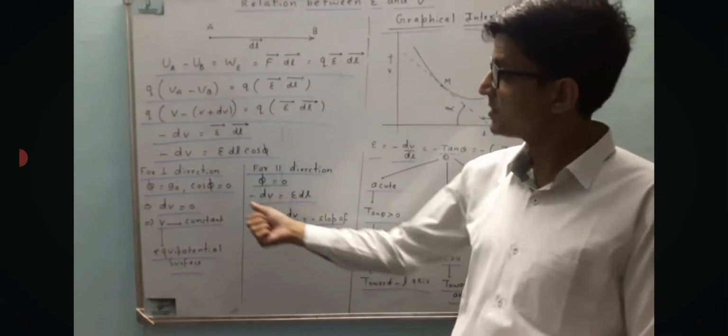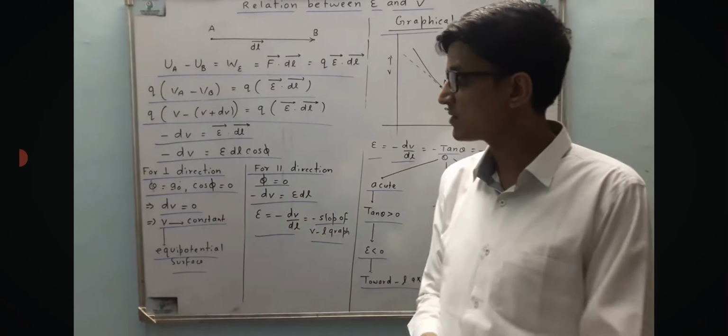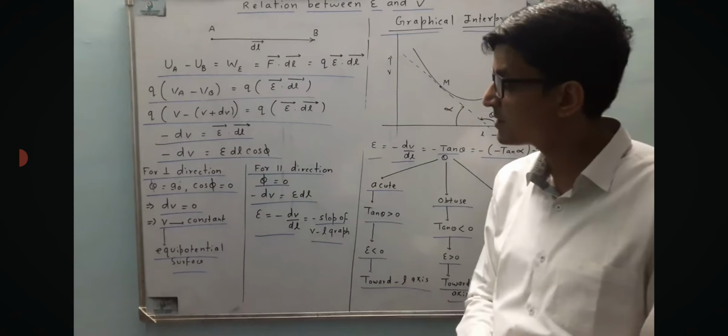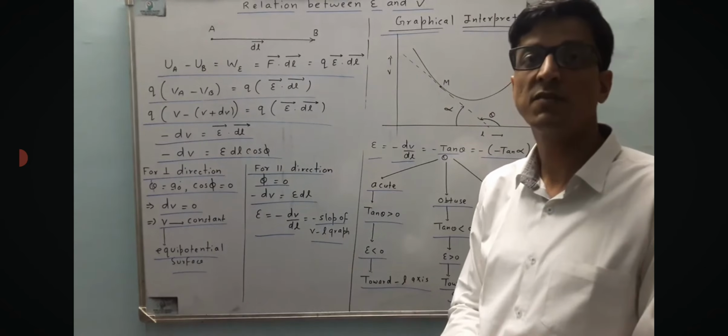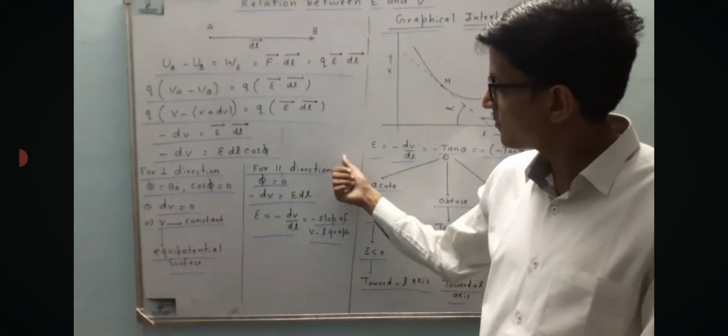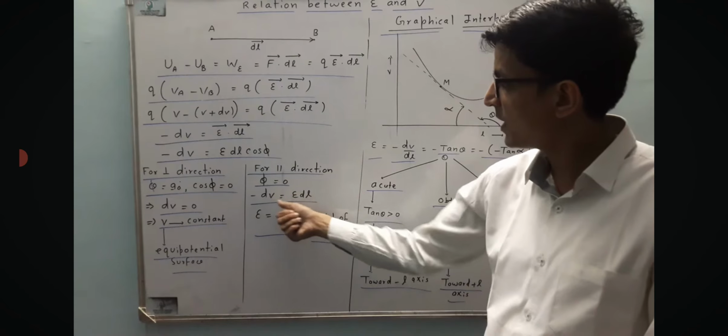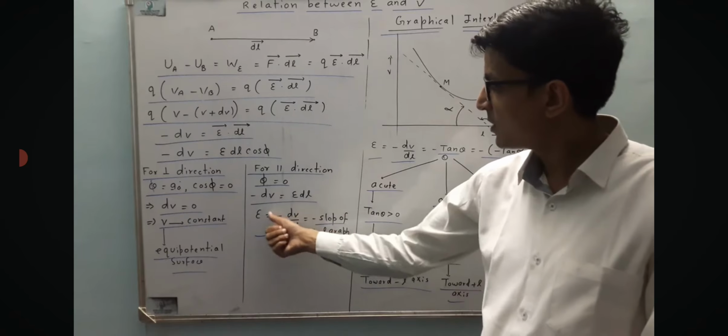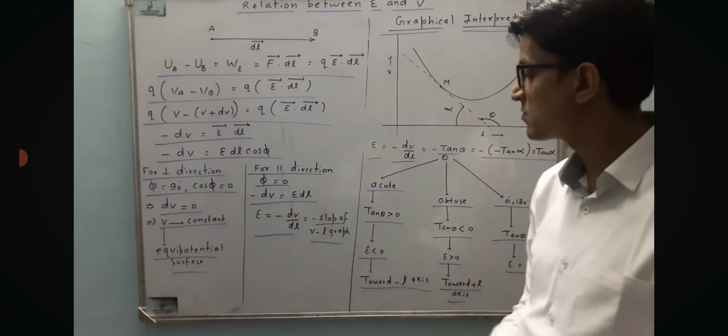That means dV will be 0, that means V is constant. Which means it is called the equipotential surface, because potential is constant over there. Next, for the parallel direction, phi is 0, so minus dV is 0 dl. So E is minus dV by dl, which is the negative slope of the V-L graph.